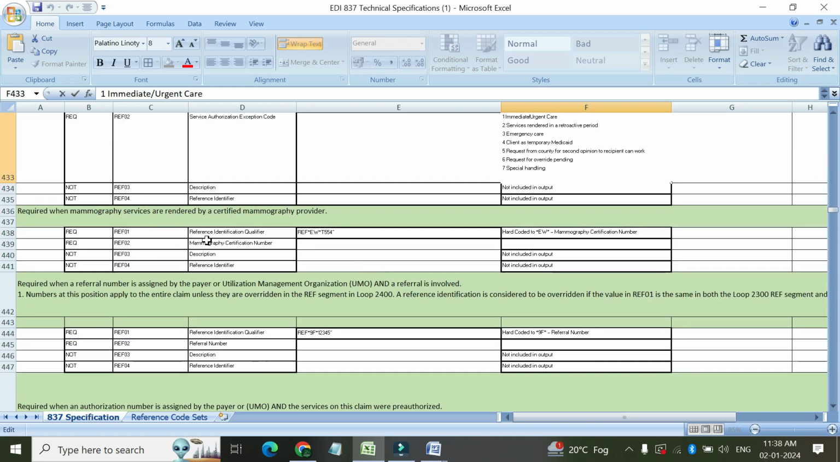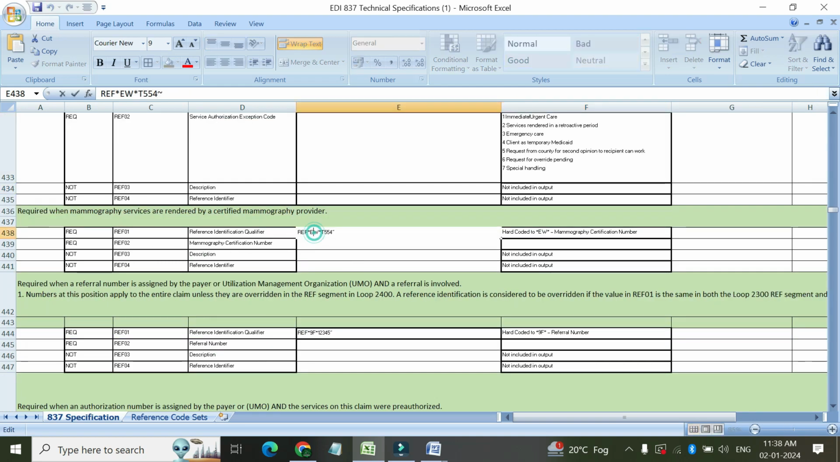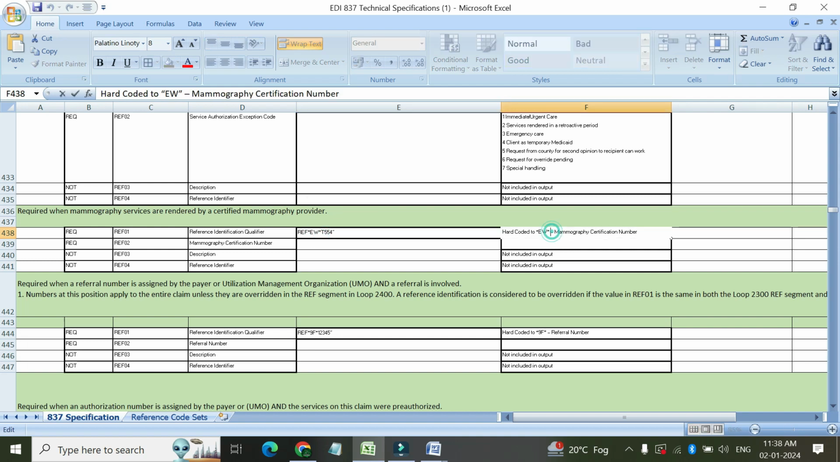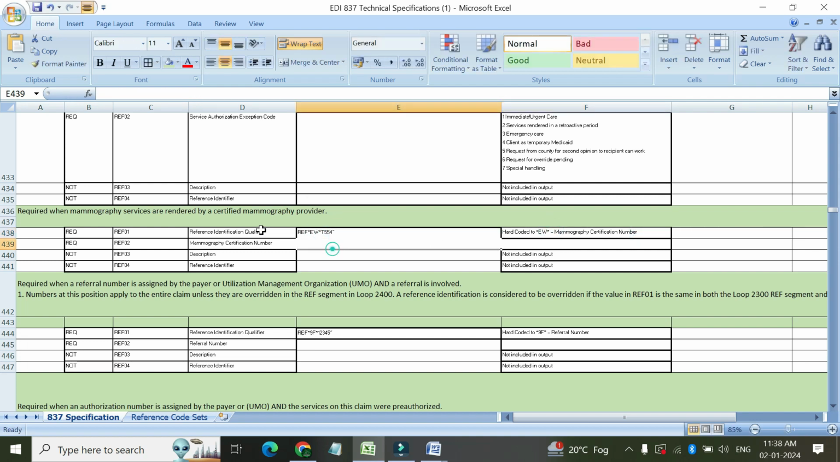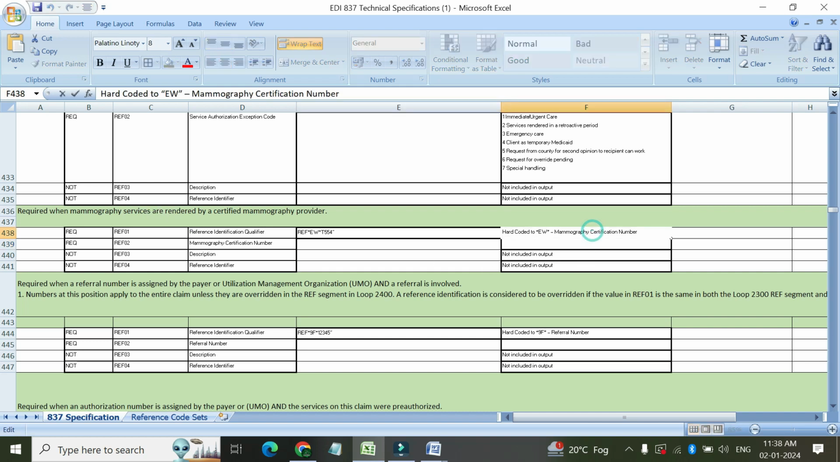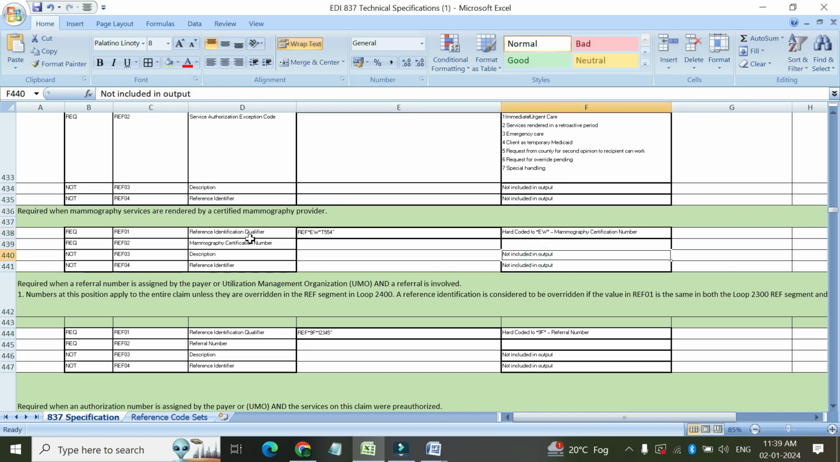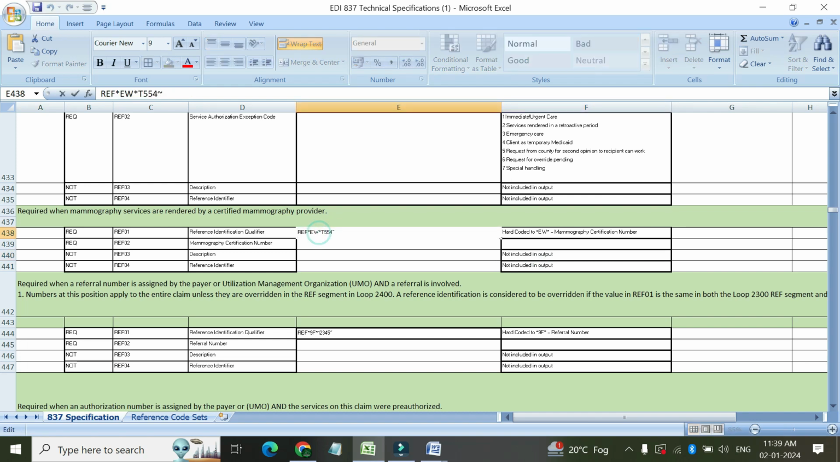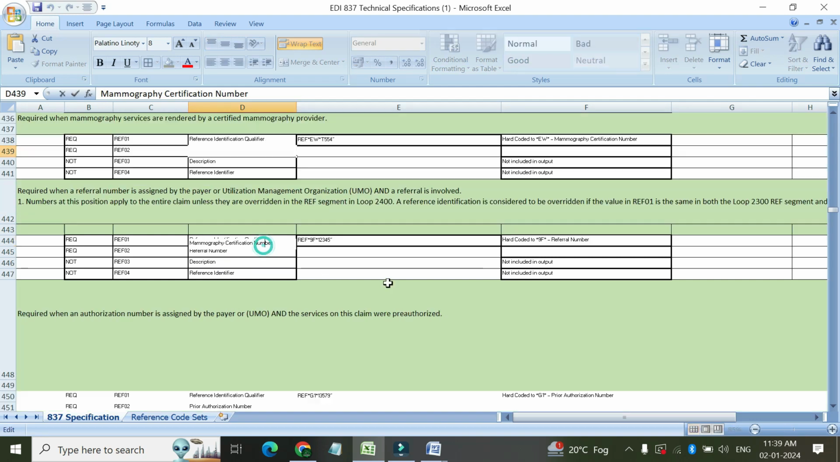Moving ahead, another REF segment, but this time the qualifier is EW. EW means mammography certification number. So whenever a provider does a mammography screening or any mammography services, that is when a mammography certification number is required, and that goes in the REF segment with qualifier EW, and the actual certification number is here in the second element.